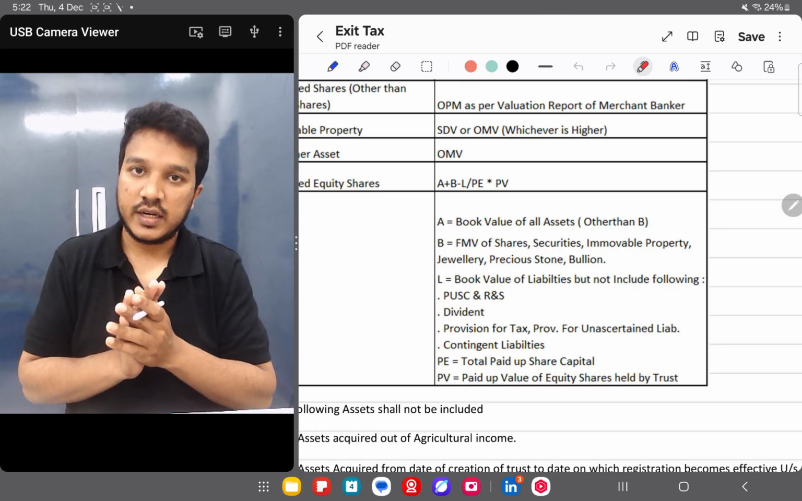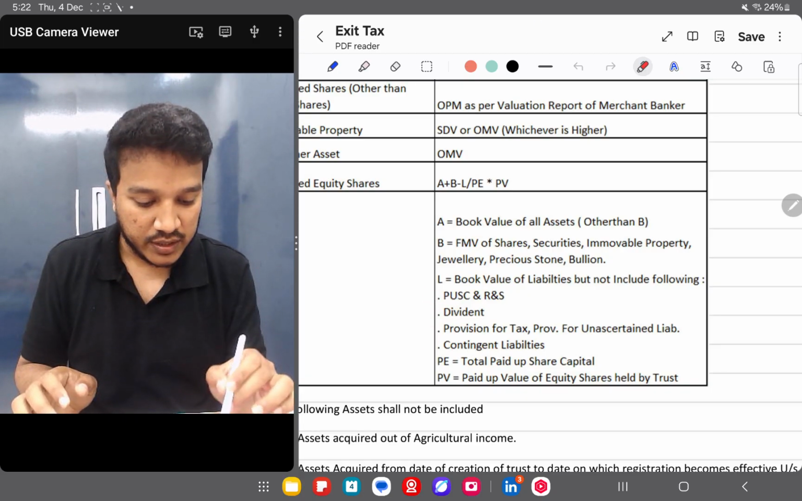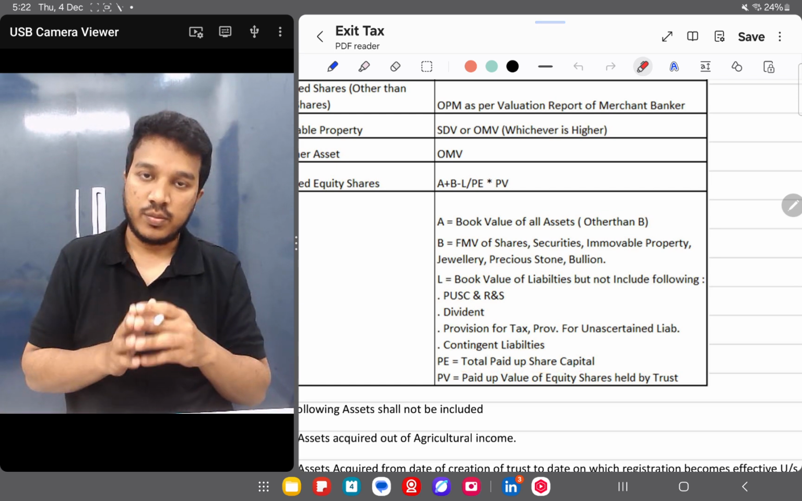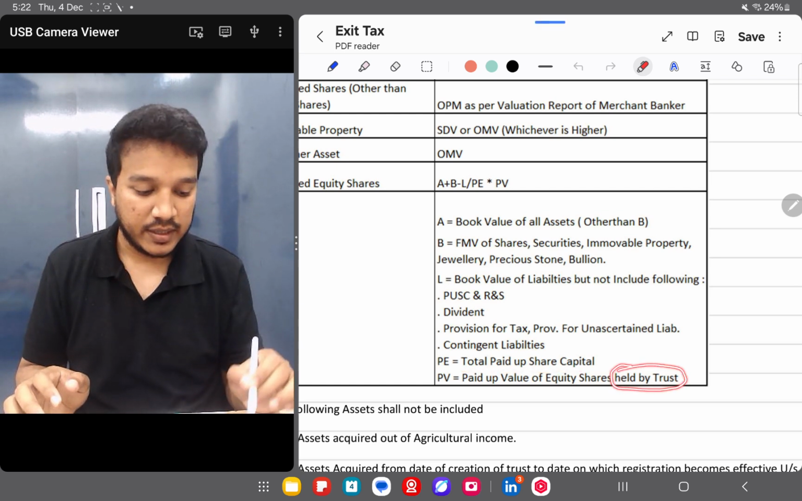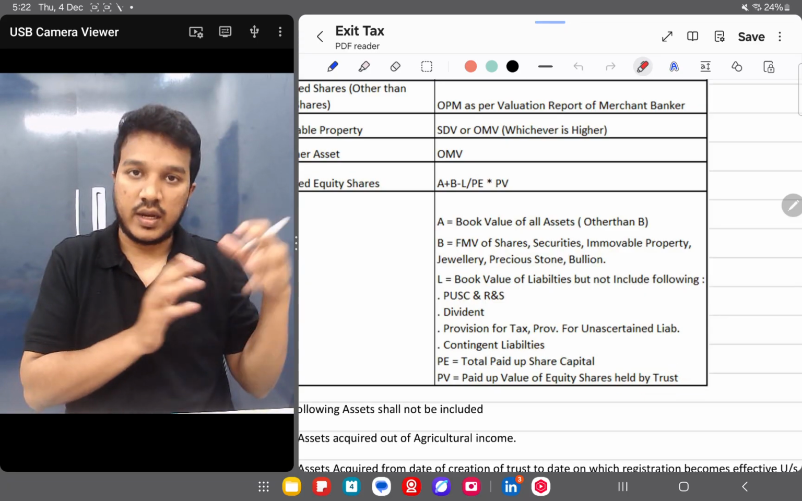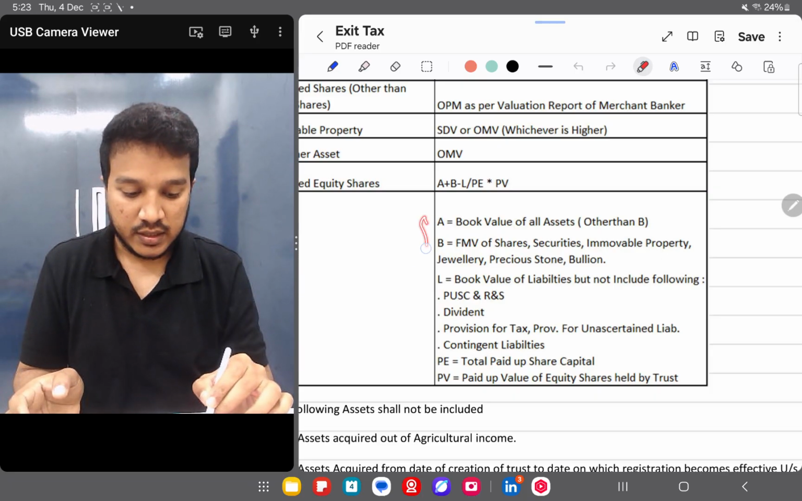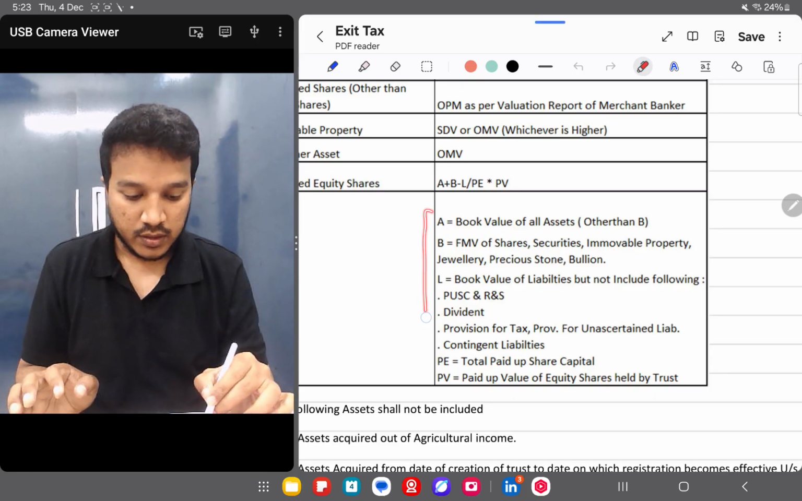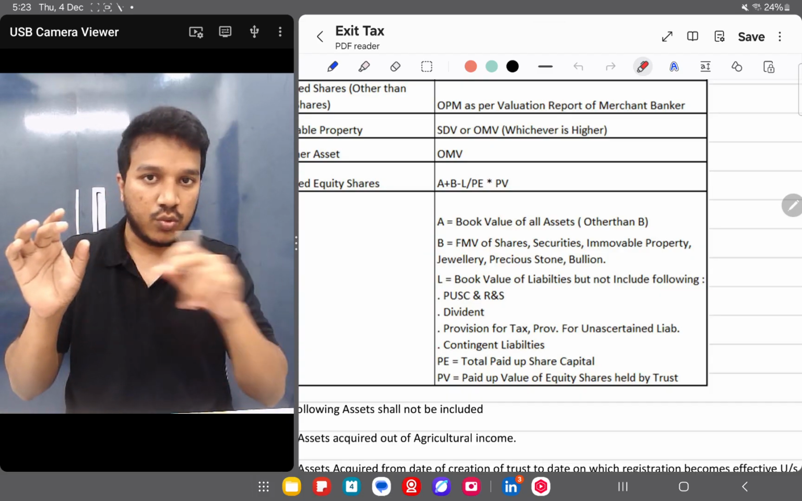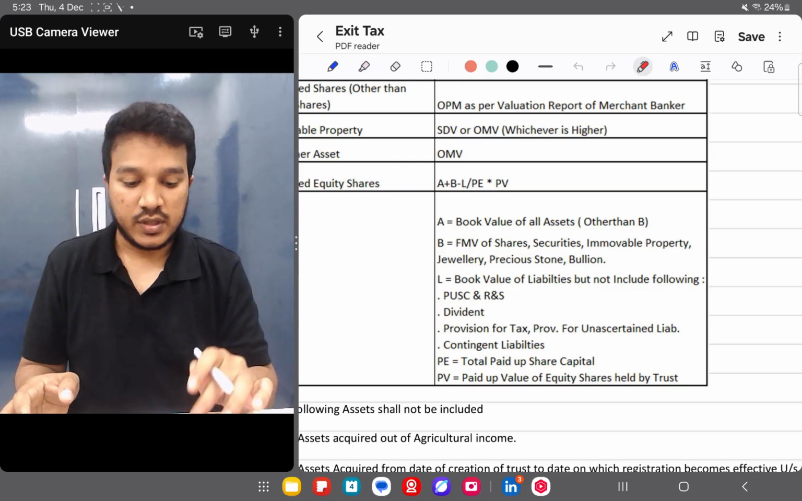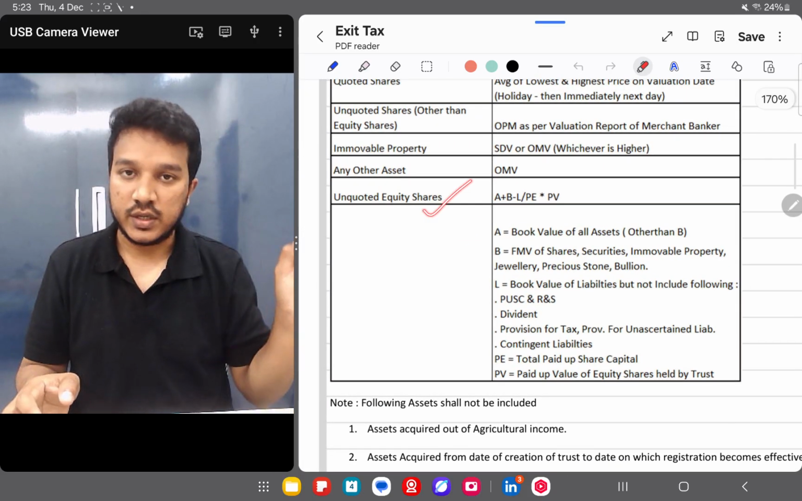Okay, now you have got the net worth. After getting the net worth you should divide by the total paid up share capital, and then you multiply by how many shares are held by the trust. Then you will get the value held by the trust. What is the value that is held by the trust? So till here it is net worth only. You get the net worth, divide by the total number of shares, multiply by how many shares you are holding. That's how you calculate the fair market value for unquoted shares.